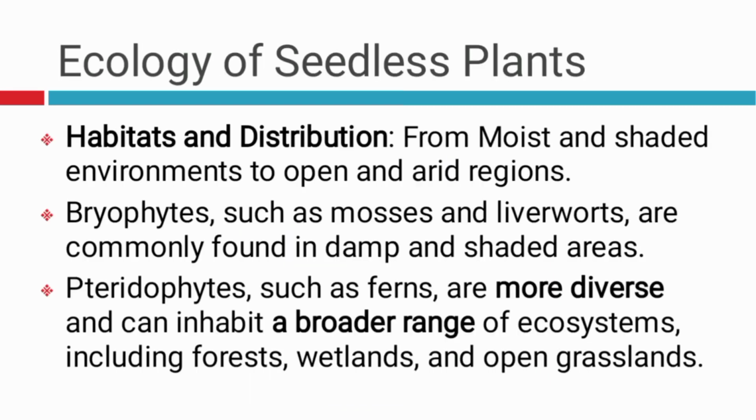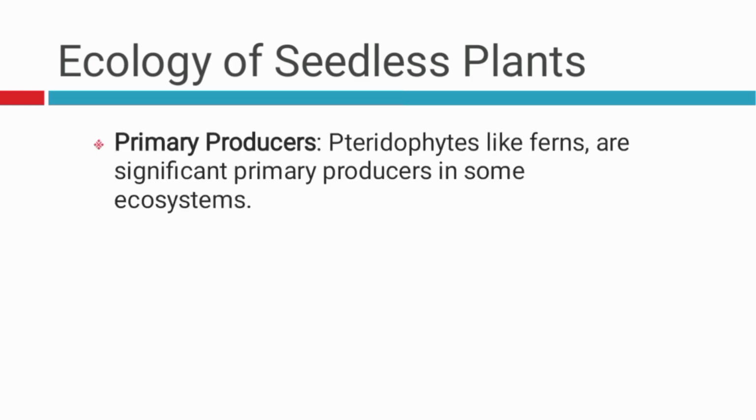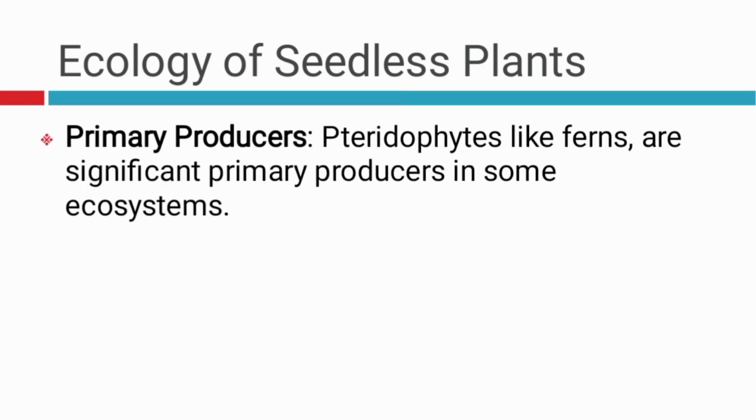So please, now you need to know about the habitat and the distribution. From moist and shaded environments to open and arid regions, that is where you can find seedless plants. Bryophytes such as mosses and liverworts prefer damp and shaded environments. But the pteridophytes, you can find them in forests and other types of ecosystems around the world. Pteridophytes like ferns are significant primary producers in some ecosystems.